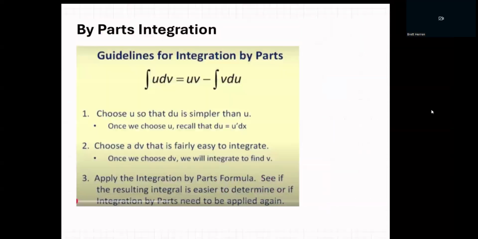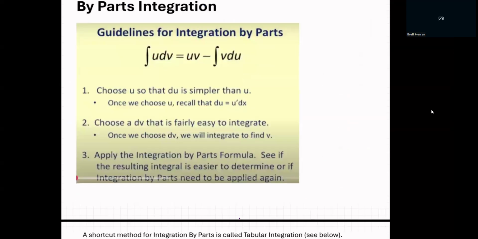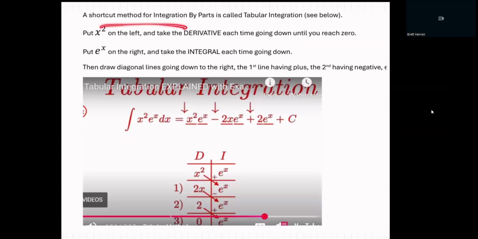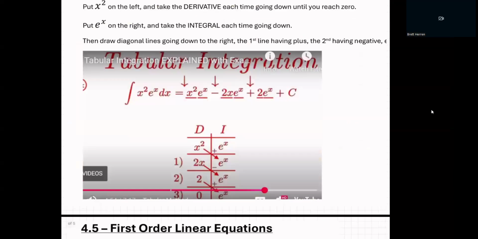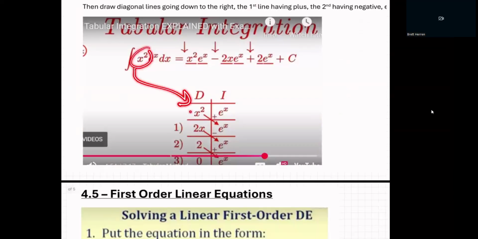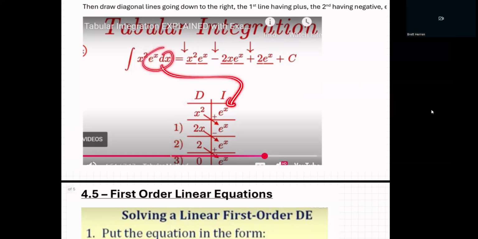Come up here. Here's the normal by parts rule, and that's good. But here's a shortcut, called the tabular method or tabular integration. What you do is you just grab the first guy, x squared, and then you go derivative 2x, derivative 2, derivative 0. Just keep taking the derivative until it goes all the way down to 0. Grab the second part, put that on the right side, and go integral. That's what the I stands for. So you take derivative on the left side, integral on the right side. And then you put diagonal lines to connect them with pluses and minuses, switching back and forth. And that'll be your by parts integration automatically.